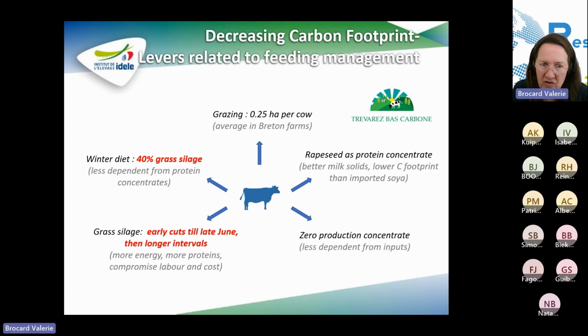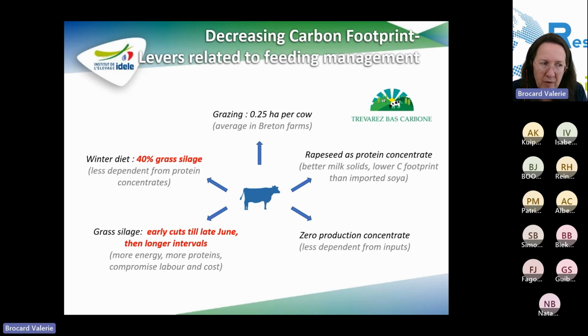We have increased the amount of grass silage in the winter diet from 25 up to 40%. This way, we are using less maize silage and we are less dependent on protein concentrates again. And we are trying to perform early cut of grass silage till late June, as long as the grass growth is important. And then we turn to longer intervals because the last cuts have very low yields. So this strategy is a compromise between increasing the quality of the forage and not increasing labor and cost between June and September or October.